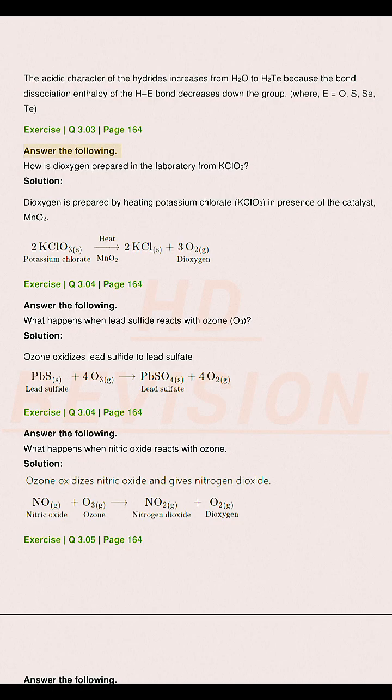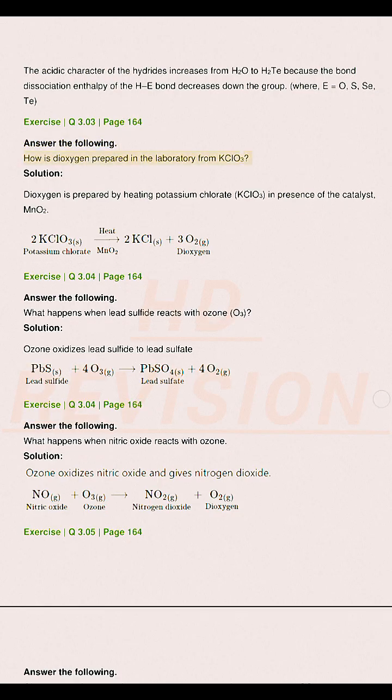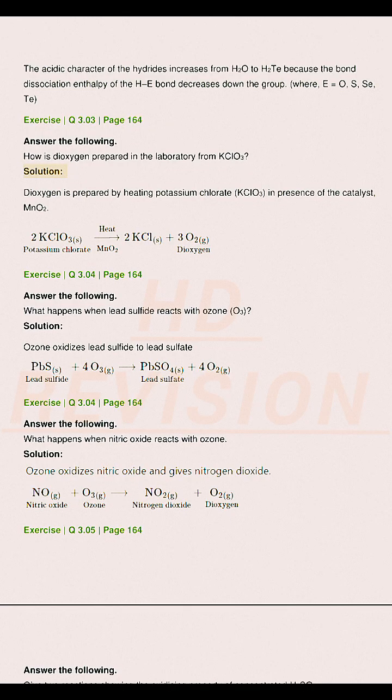Exercise Q3.03, page 164. Answer the following. How is dioxygen prepared in the laboratory from KClO3? Solution. Dioxygen is prepared by heating potassium chlorate, KClO3, in presence of the catalyst MnO2.